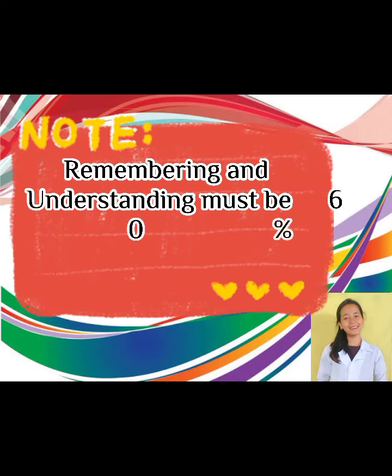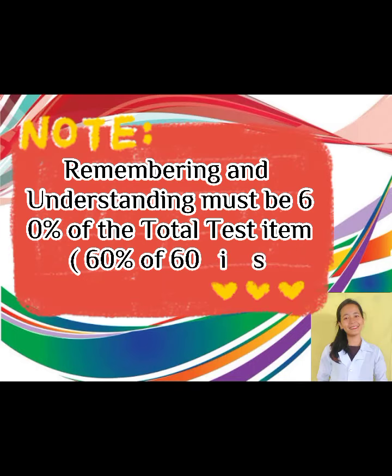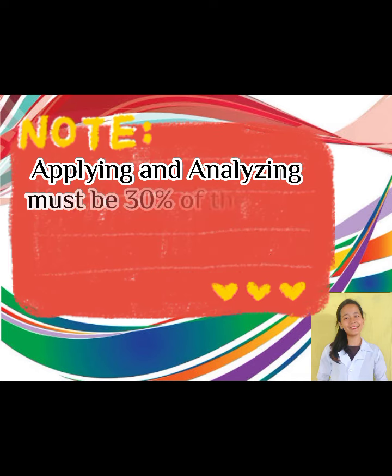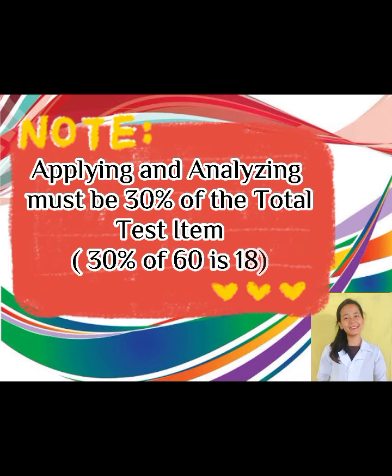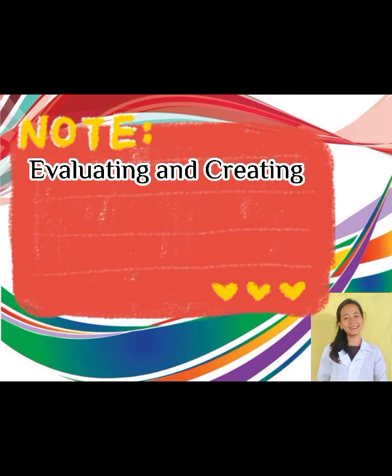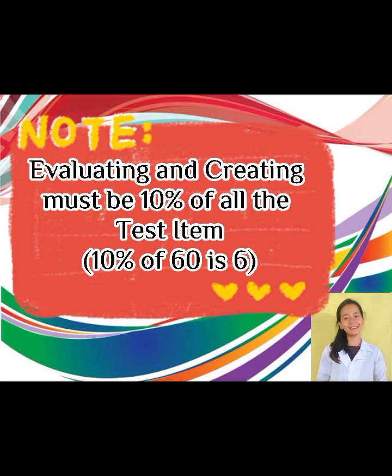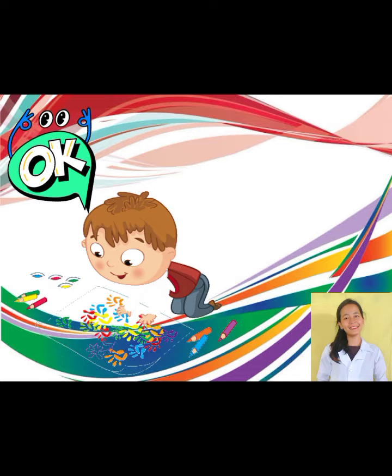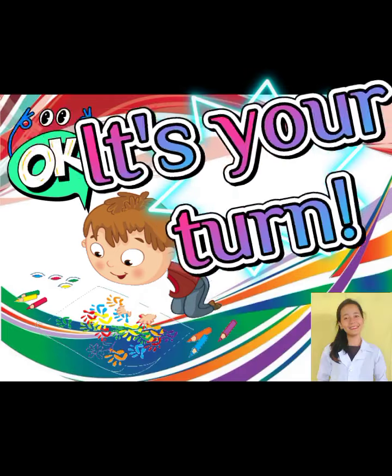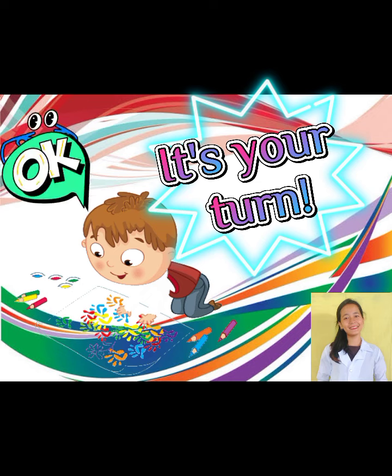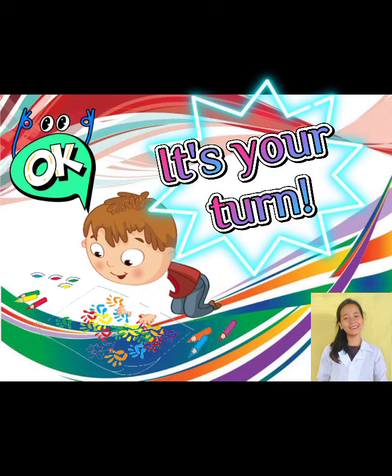So the overall total for item distribution is, for remembering and understanding, 36, which is 60% of 60. Applying and analyzing is 18, the 30% of 60 items, and evaluating and creating is only 6 items, the 10% of 60. So after watching this video, it is your turn to make your own table of specification and then proceed to your questionnaire.